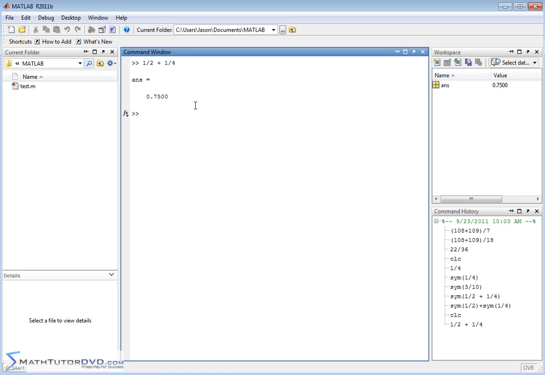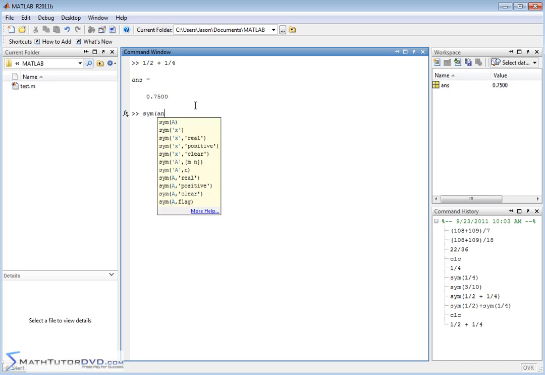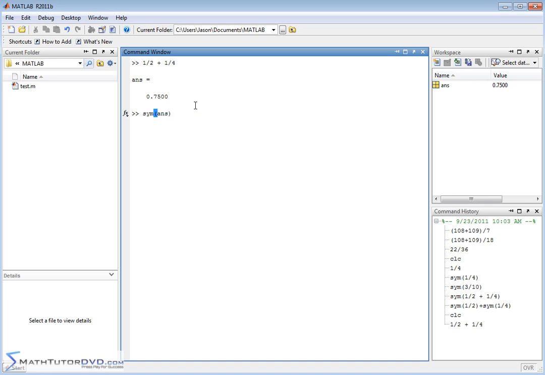Now notice, if I do SYM, open it up, and type in the last answer, remember the last answer, ans, is a variable. It's right over here. The current value of last answer is 0.75. I can use ans in any calculation that I want. So in this case, I'm going to take ans, which is 0.75, and throw it into the symbol function, and what I get is a fraction, 3/4. So that is really, really neat.